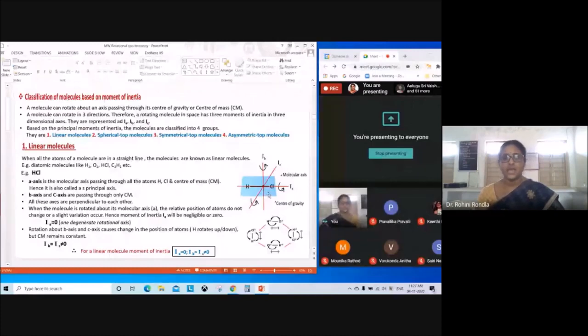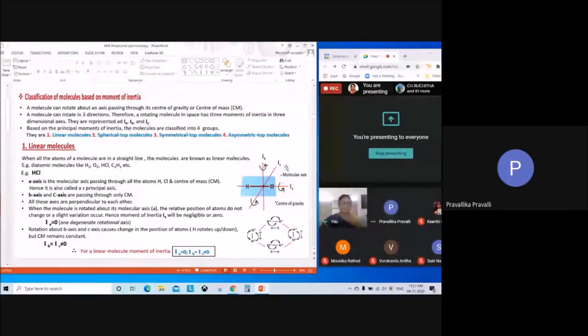Very good. And now see this C axis, and again you are rotating this HCl molecule along this C axis. What will happen? Moment of inertia will be not equal to 0. IC is not equal to 0. Very good.